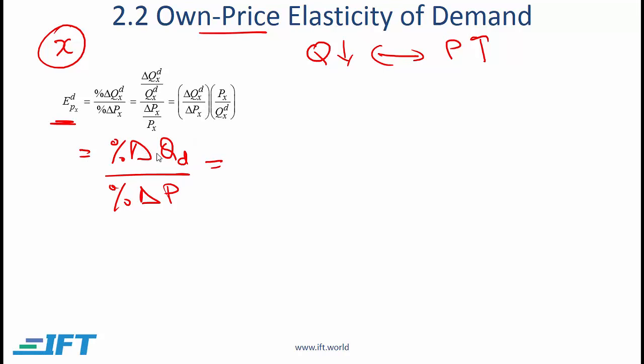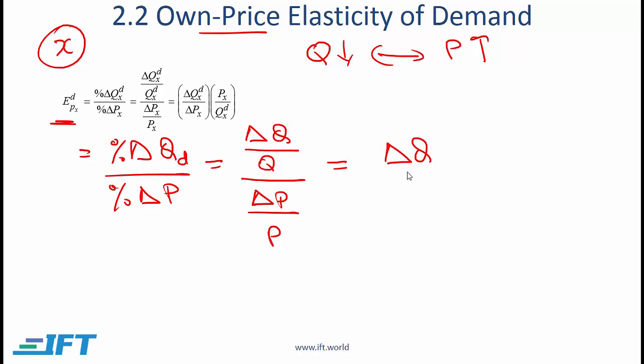The percentage change in quantity can be written as the change in quantity divided by the original quantity. So if we started out with a quantity of 100 and then there is a small change, the percentage is given by the delta, the change, divided by the original amount. That gives us the percentage change. And similarly, the percentage change in price is given by the delta P, which is the change in price over the price. And then this can further be simplified into this expression: change in quantity over change in price times price over quantity.